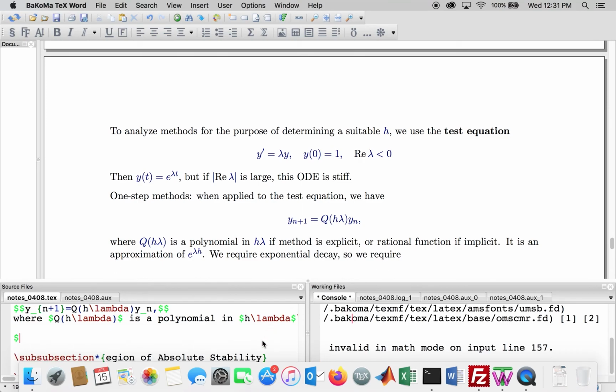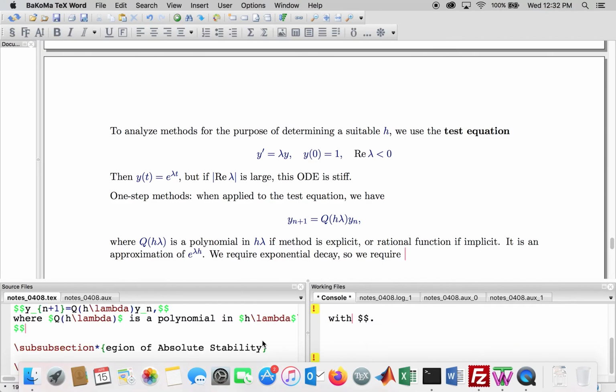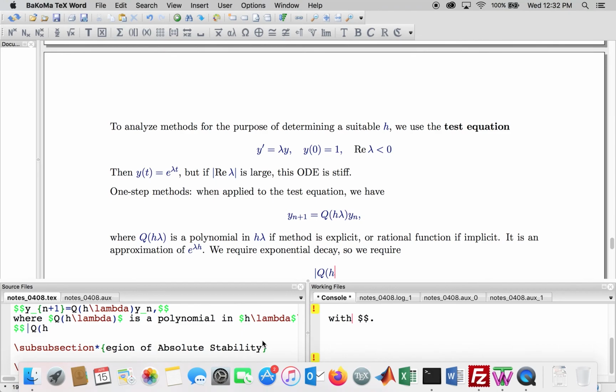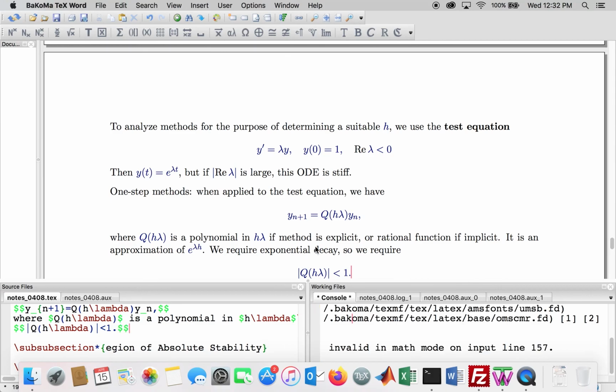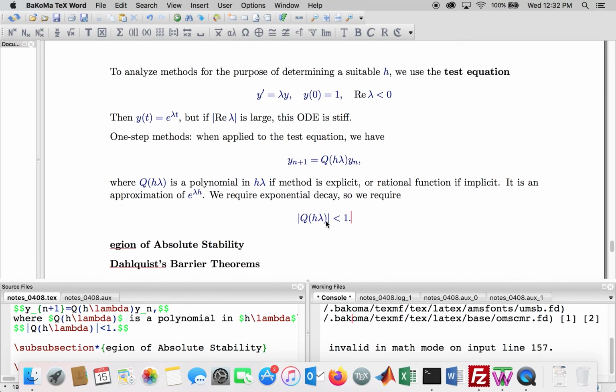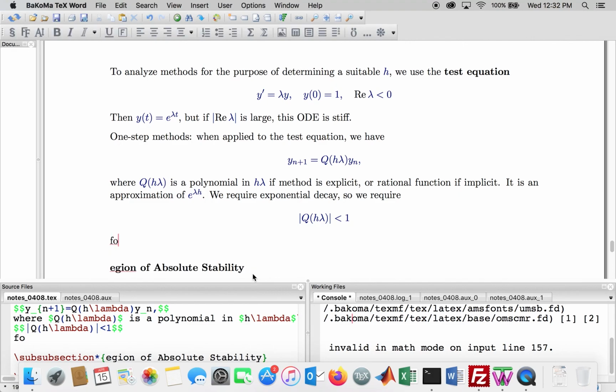So for a one-step method to have exponential decay in a numerical solution that matches what we see from the exact solution, this condition, the absolute value of q of h lambda, must be less than 1. So what this means is we have to choose h small enough so that for whatever value of lambda we have, for example, lambda might be the maximum of our f of t y, or time derivative, that if we can show that this is satisfied, then we know that we will get a qualitatively correct solution. So that's what we're aiming for.